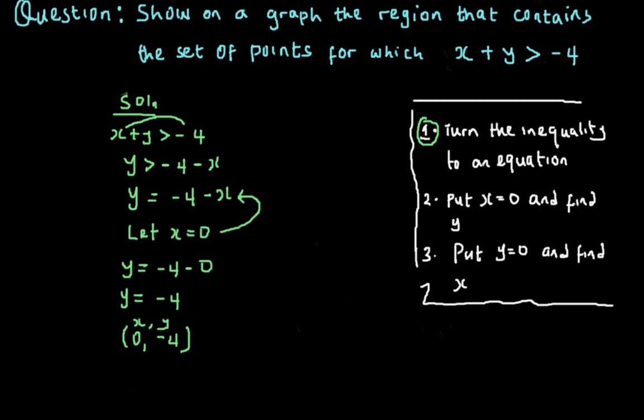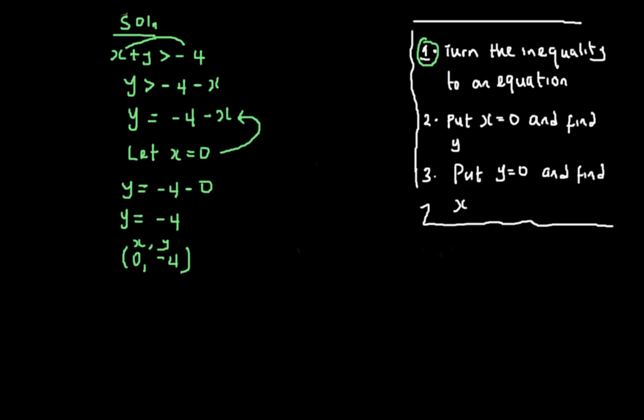So let's go to step 3. Put y equals 0 and find x. But before we do that, we need to rewrite the equation. y equals minus 4 minus x. Now let y equal 0. We put y equals 0 into the equation. We'll be having 0 equals minus 4 minus x. Does this make sense? Now we are trying to find x, so we make x the subject of the formula.